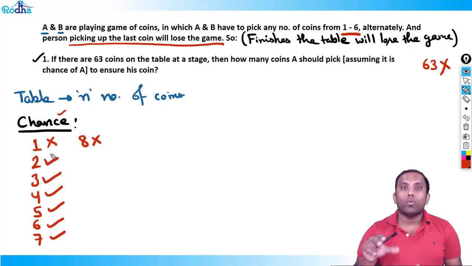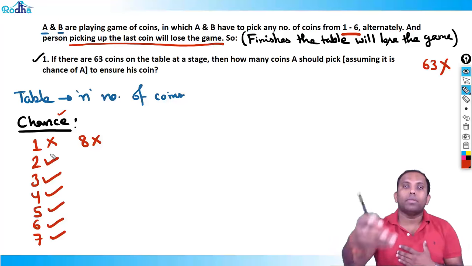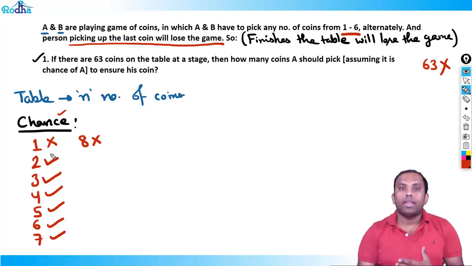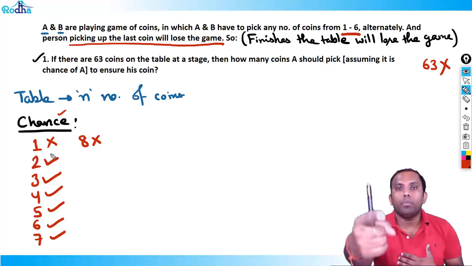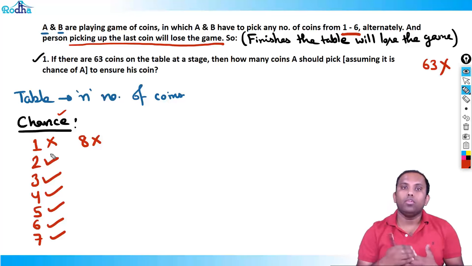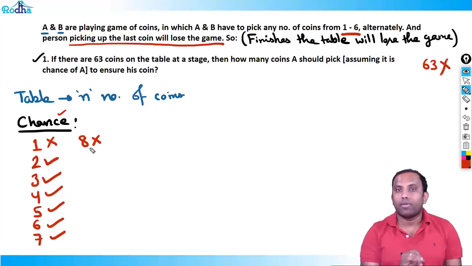So if there are eight coins on the table, if it is my chance, I will always lose the game. Even if I pick one, then seven are left, you will pick six, right? And the last one is left for me. And if there are eight coins on the table, even if I pick six, now two are left. So one you will pick, so the last one is again left for me. I'll lose the game. So eight is not a favorable number for me, right? I'll always lose the game.